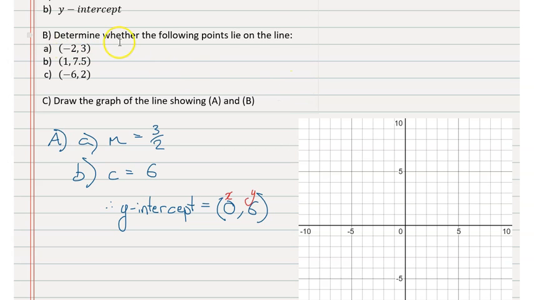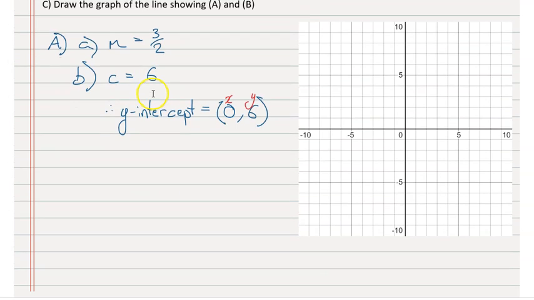Now, part B, determine whether the following points lie on the line. Now, there's two ways we could do this. We could jump ahead and do C and graph the line and then try and plot these points on the graph and see if they line up with the line, or we can do it algebraically. This question is wanting you to do it algebraically, hence the reason it's been asked before graphing the line. Now, the way in which we can do that is actually quite simple.